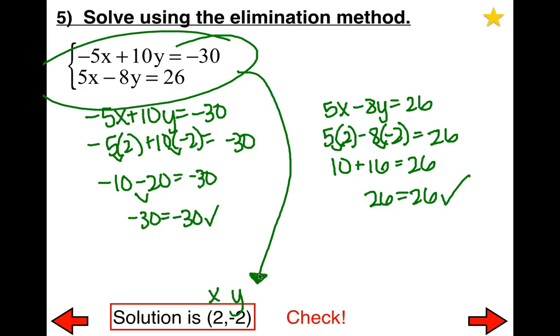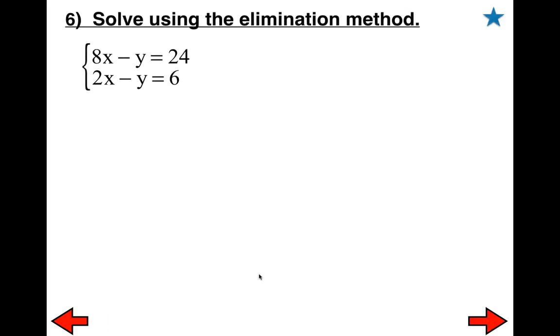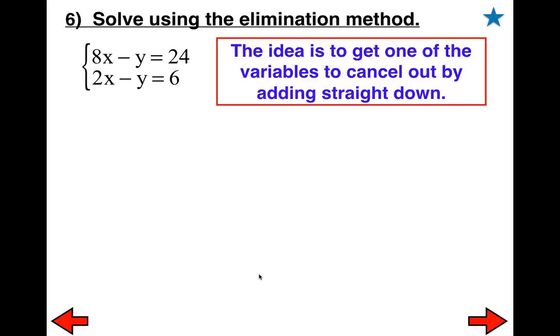So hopefully you got those two correct. You checked your work and you're confident that that was the answer. Now I'm going to show you just one more type. So here, I can't reiterate enough to you that the whole point of elimination is you're trying to get at least one of the variables to eliminate or cancel out by adding it straight down.